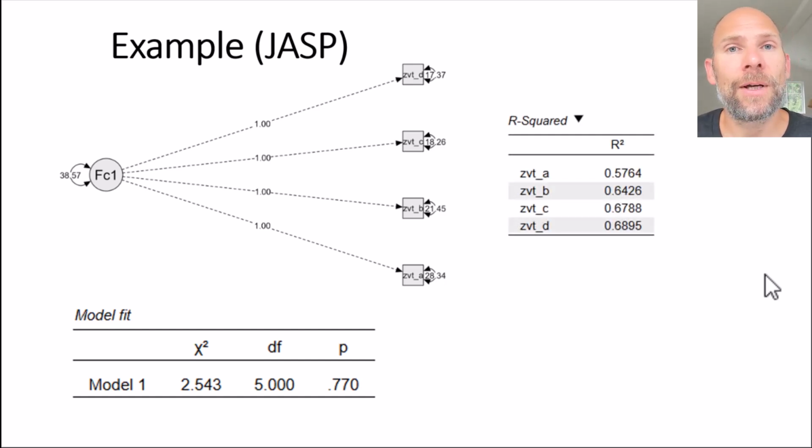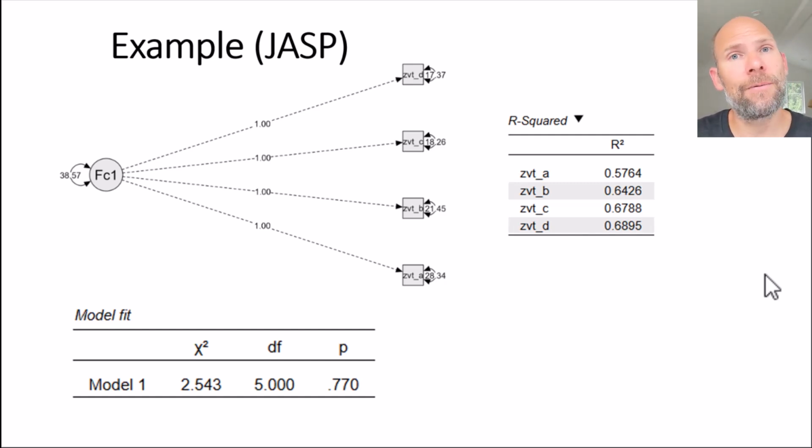And so then we can calculate the individual reliabilities, which are called R squared in JASP. And so those individual reliabilities show us that the 4 subscales A through D vary in reliability between about 0.58 and 0.69, which is not super great.